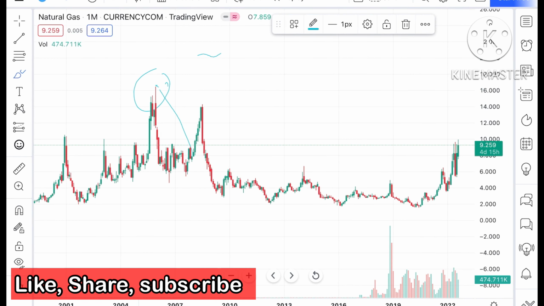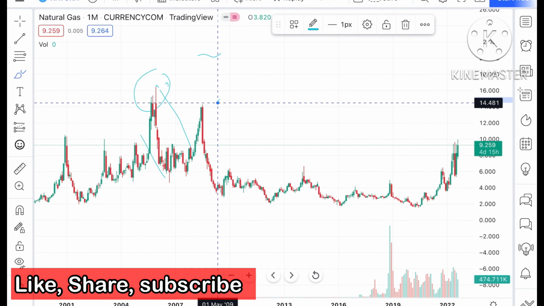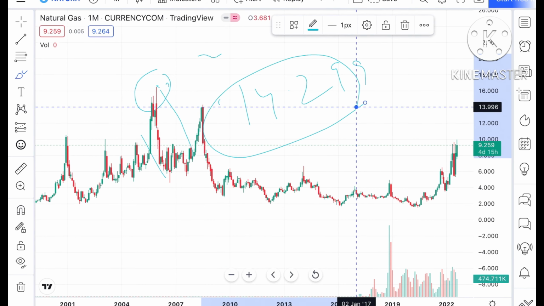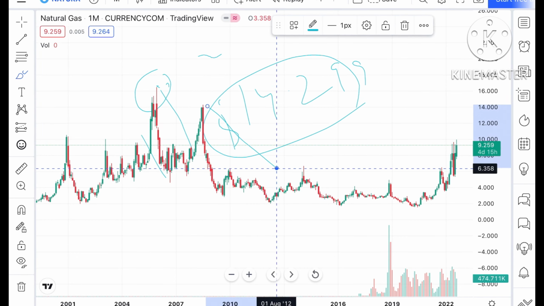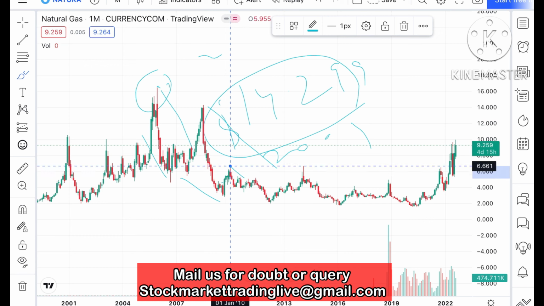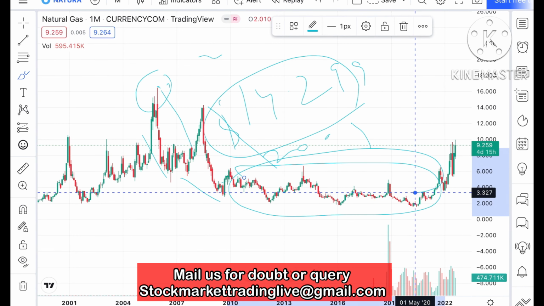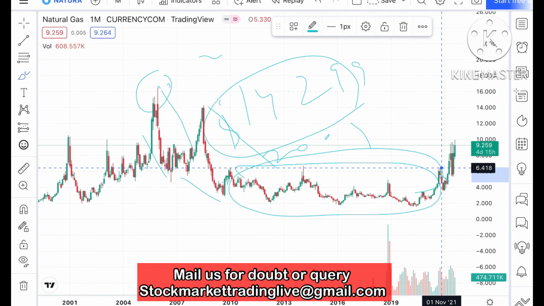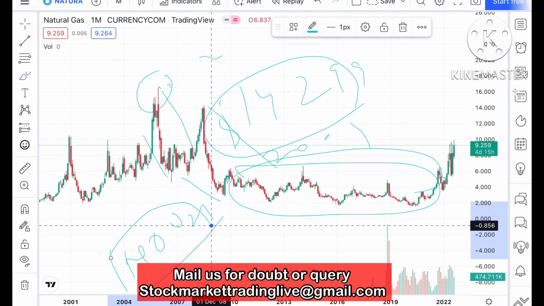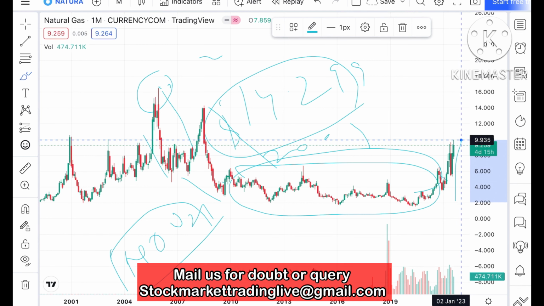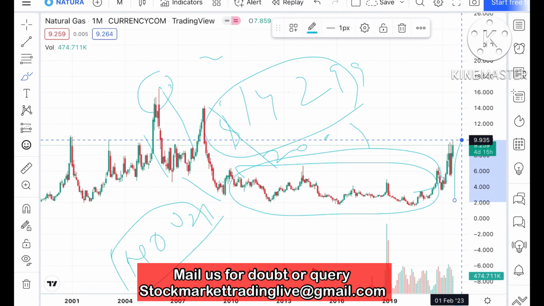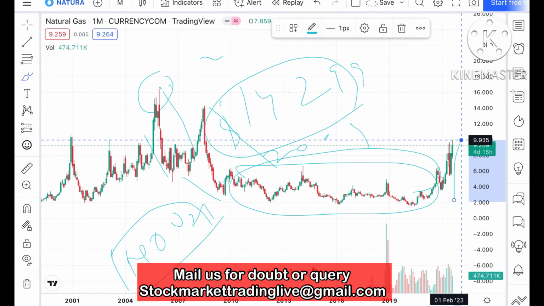After that, we have seen a sharp fall. Okay, and again it tried to go upside and made a high of around $14.299. Okay, and from there there was a continuous fall, and after 2009 it stayed in a particular zone for quite some time, and only after November '21 has this price moved upside, and then it made a high of around $9.9, which was one or two weeks back.